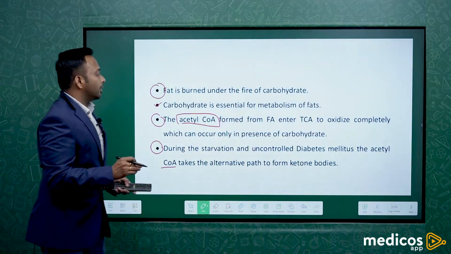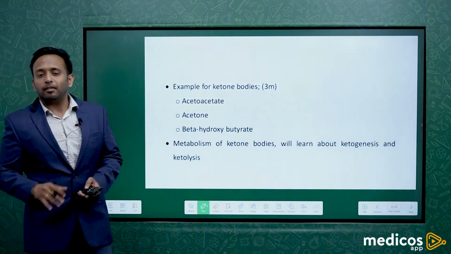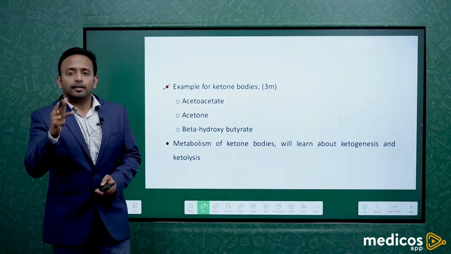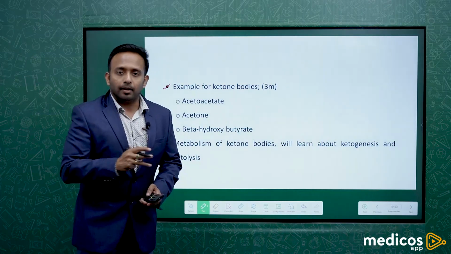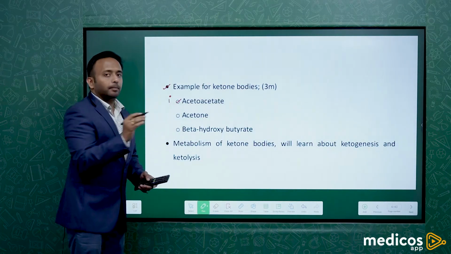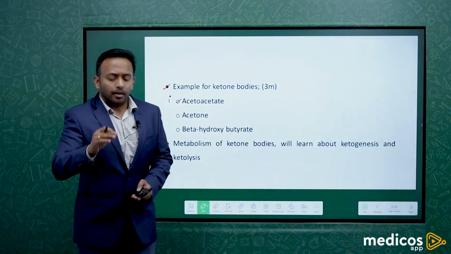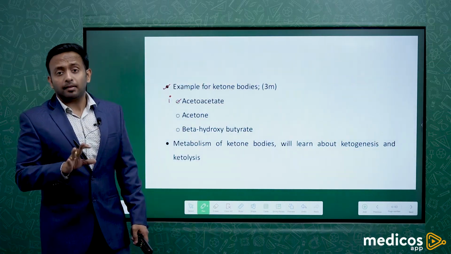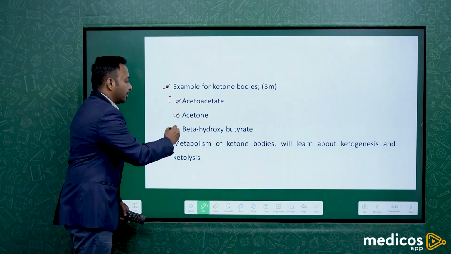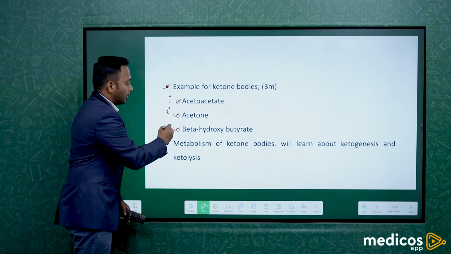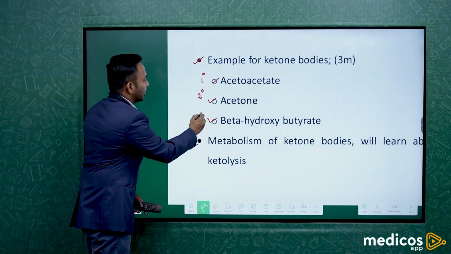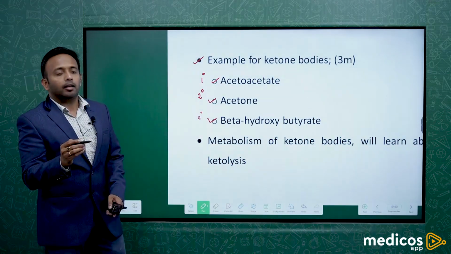Now in the exam, they will ask you to write the examples for the same. You can expect a 3 mark question in that. So you should be able to write the 3 major ketone bodies. Acetoacetate is also called the primary ketone body, because during the formation of ketone bodies, it is the first ketone body synthesized. That is why it is called the primary ketone body, and the remaining 2 are called secondary ketone bodies, because during the synthesis they are synthesized second.